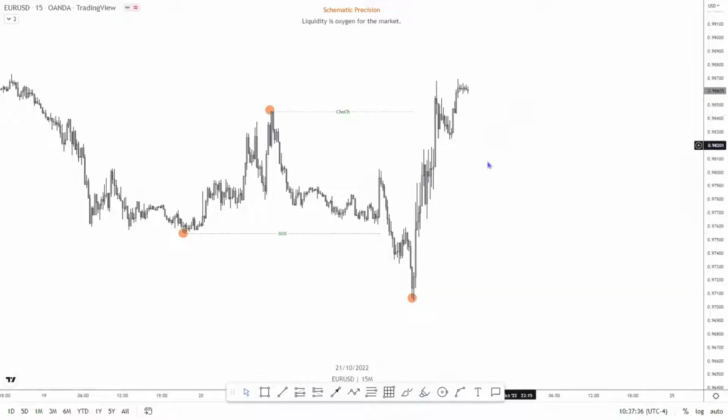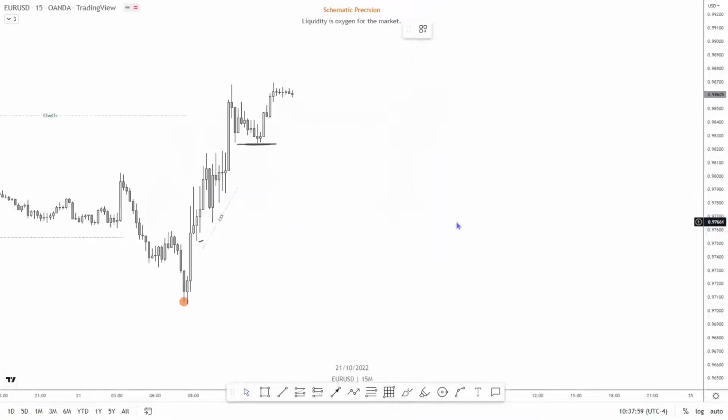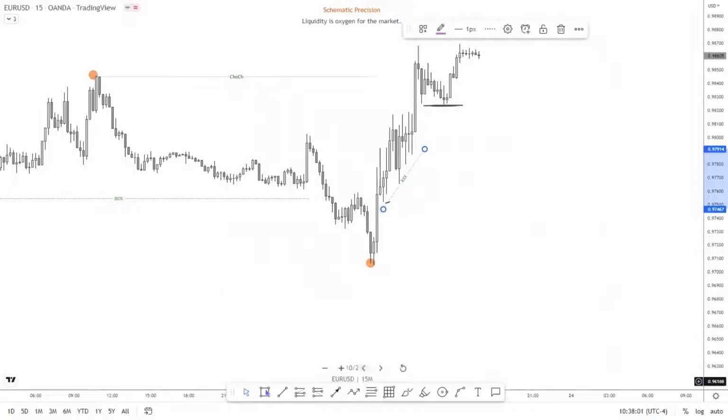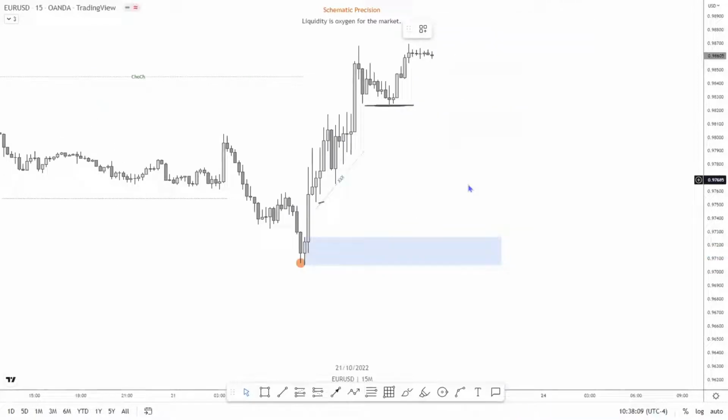So after this change of structure, what should we look at? We should look at any sort of inducement to be taken, like these two equal lows can be taken as inducement, and, sorry, all these lows you see here can be considered liquidity, and the extreme value demand here can act as a demand for buys.